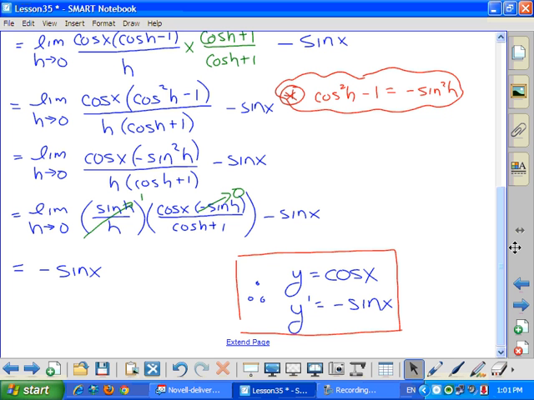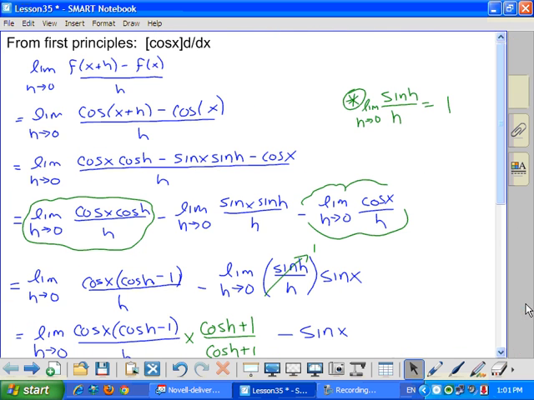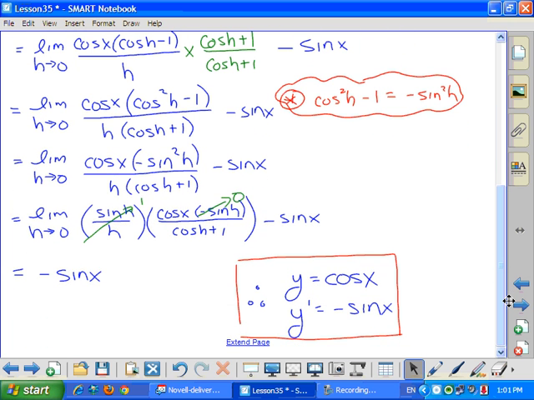So there are two different processes. Now the graphical one, we made some assumptions there because we didn't draw it accurately. This one is an exact process, but much more cumbersome, so we end up with y prime equals negative sine x.